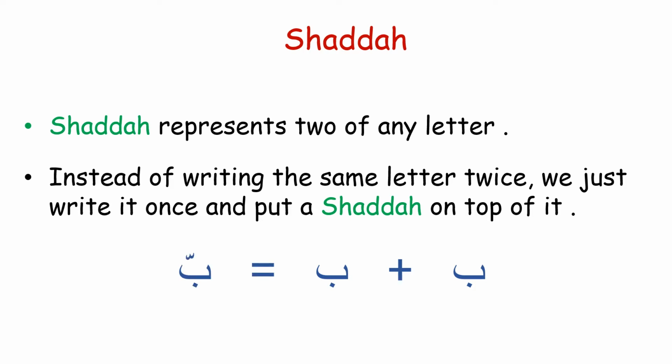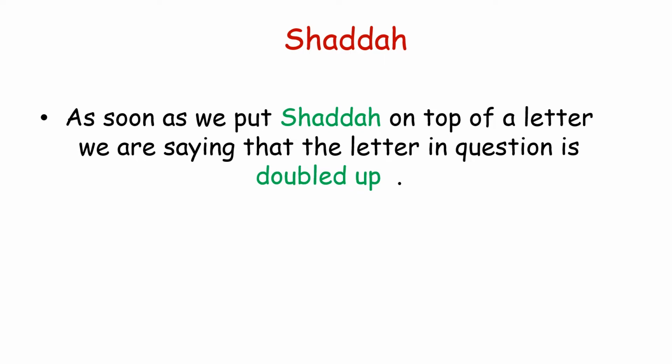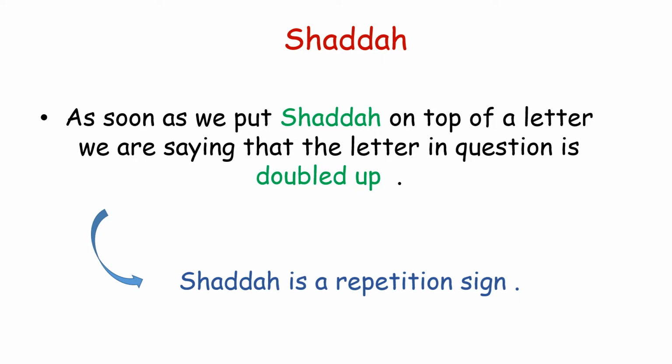Of course, these two letters have to meet certain conditions in order to be combined with the Shaddah, but let's not hasten, we will eventually get there. As soon as we put this W-looking diacritic on top of a letter, we are saying that the letter itself is doubled up, which makes Shaddah a repetition sign indicating that the letter to which it is attached will be doubled up.